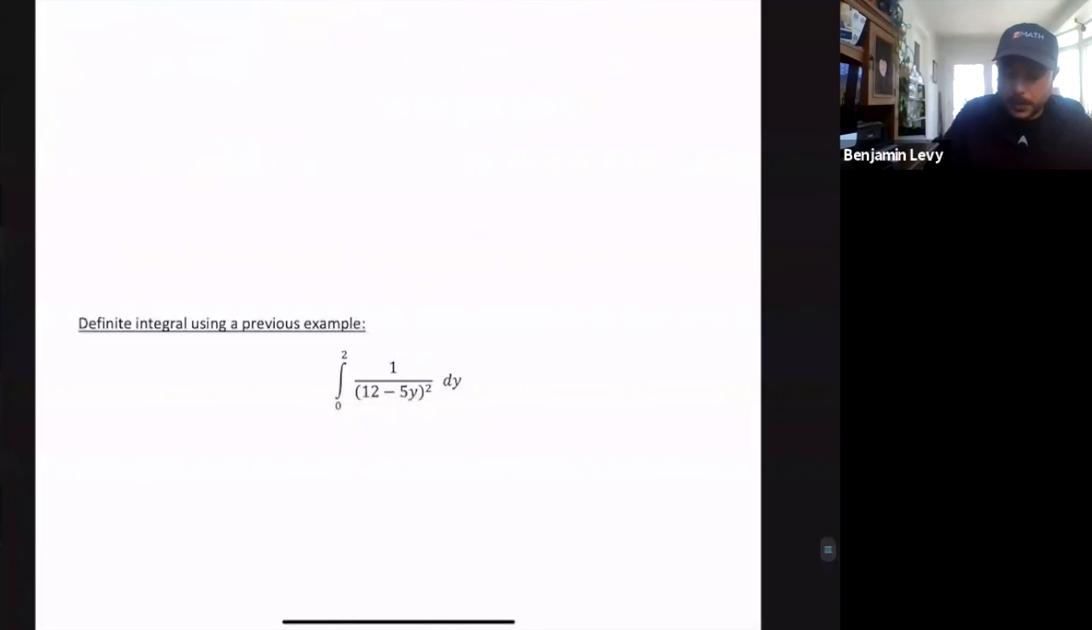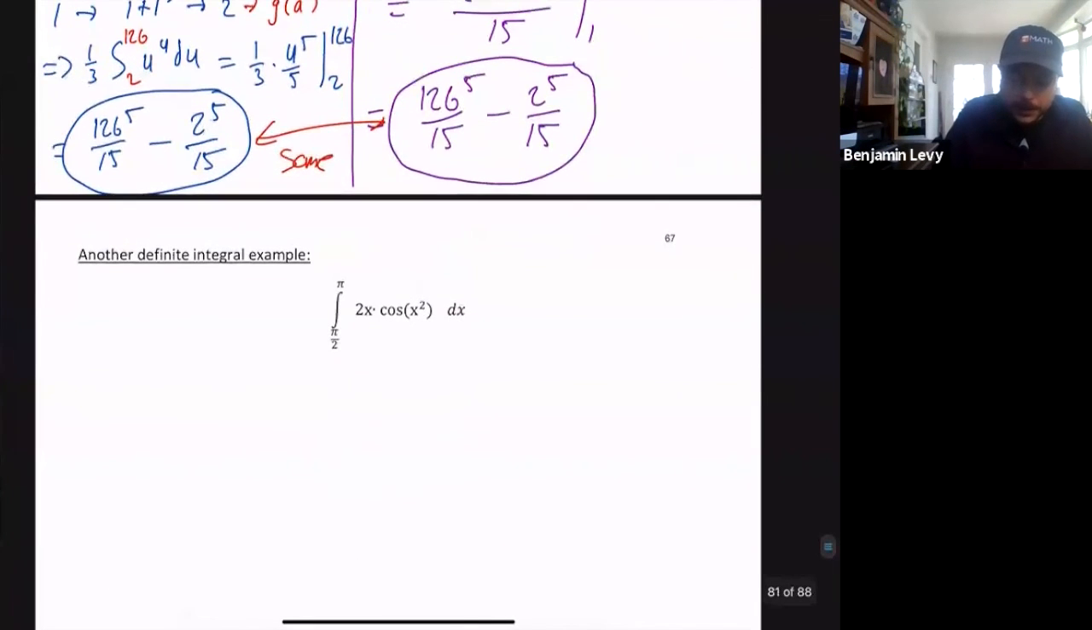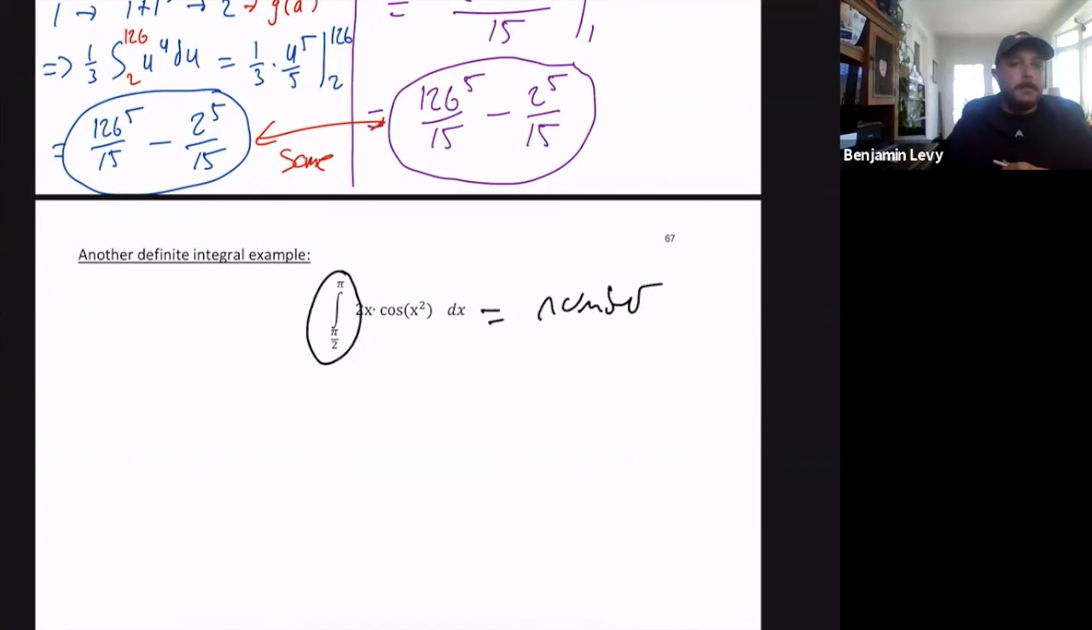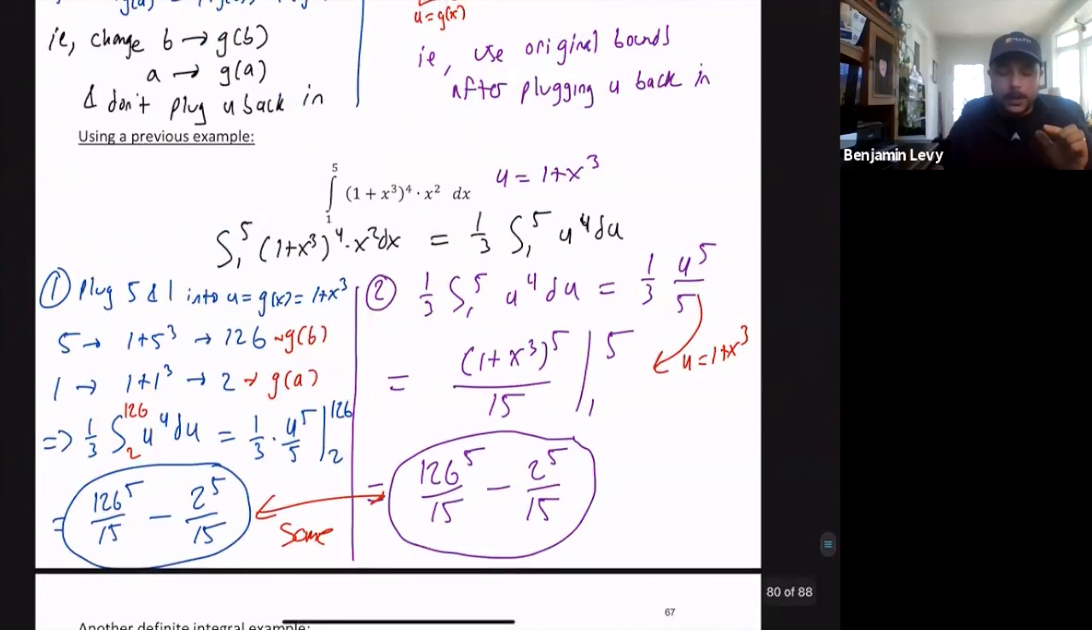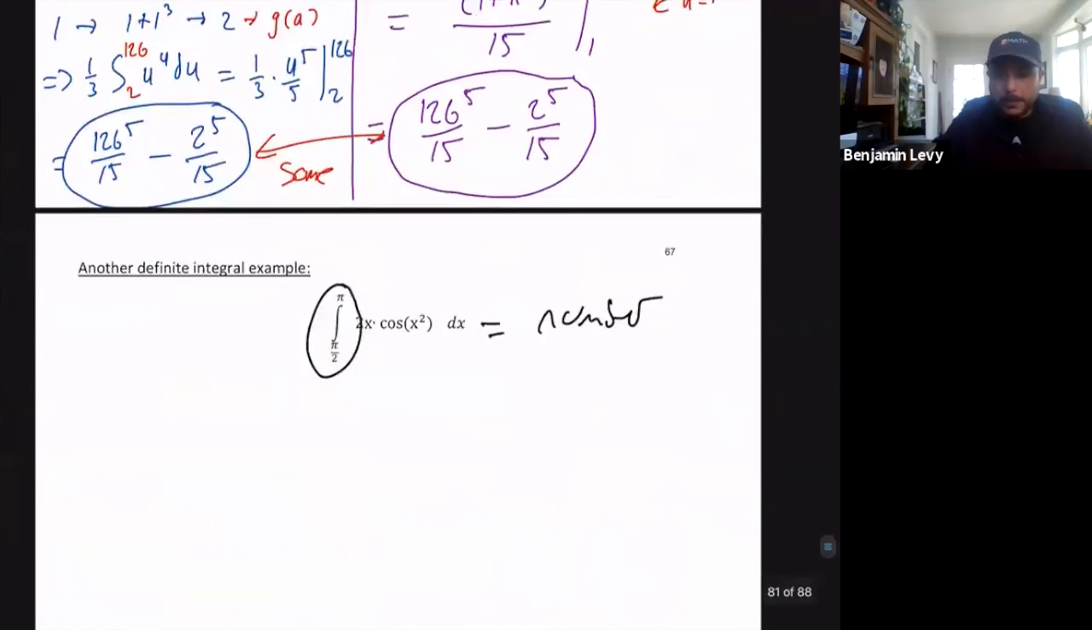In these two problems on the last page of the substitution notes, we've got bounds on the integrals, so these are what we call definite integrals. We're going to get some number out of this when we do the integration. And we talked about 2 different methods of doing it, which you can see right above here. You either change the bounds and don't plug u back in, or you plug u back in and use the original bounds. And we did it both ways in both the examples up top here.